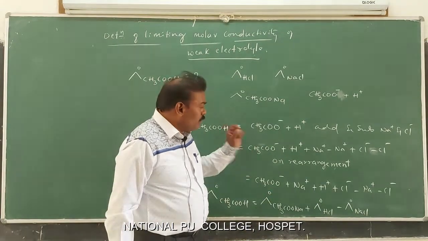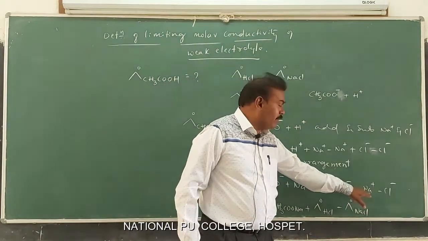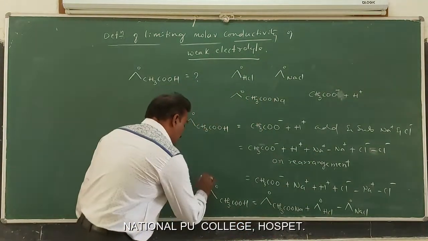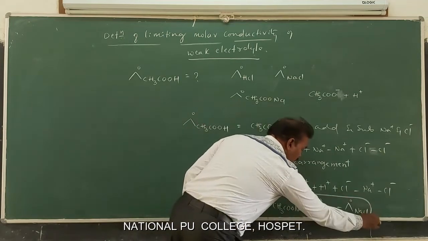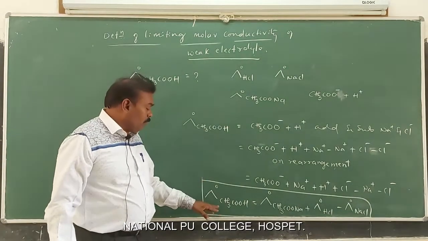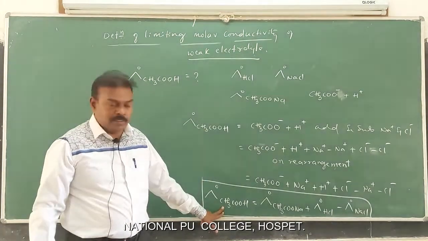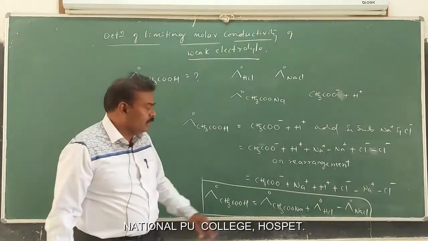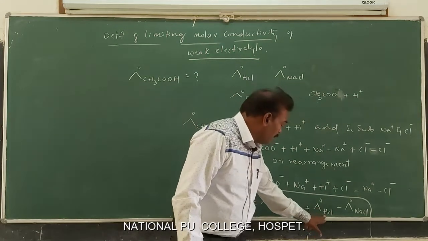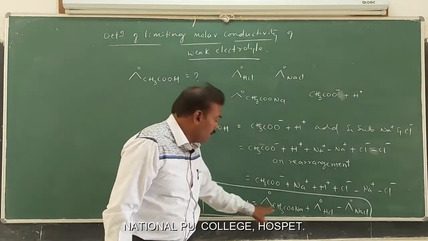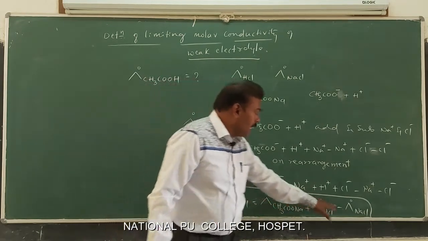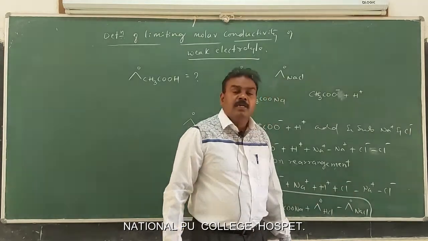But we don't require the limiting molar conductivity of Na⁺ and Cl⁻ ion, so we have to deduct it here. This is the relation given by Kohlrausch. According to the Kohlrausch law, for weak electrolytes, in acetic acid, CH3COO⁻ and H⁺ will be present. In sodium acetate, acetate ion will be there. In hydrochloric acid, H⁺ ion will be there, because H⁺ is present in acetic acid and CH3COO⁻ acetate ion is also present in acetic acid, but not Na⁺ and Cl⁻. Hence we are deducting the limiting molar conductivity of NaCl.